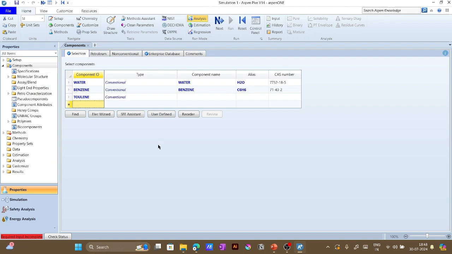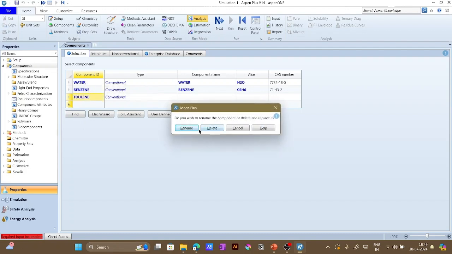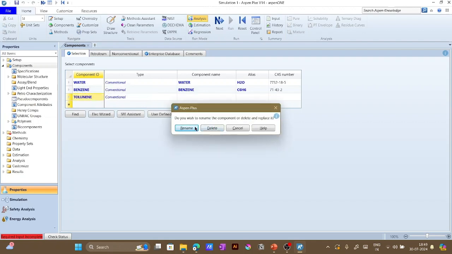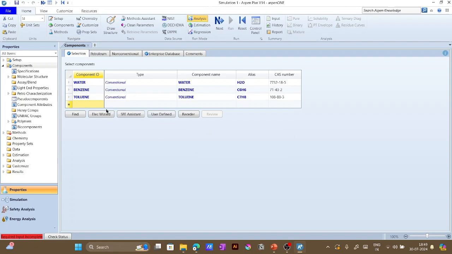It has loaded, but it's not searched. I didn't find it. Oh, I wrote a wrong spelling, and so it didn't search it. So if you do it right, rename. Now it has added the toluene also in the system.